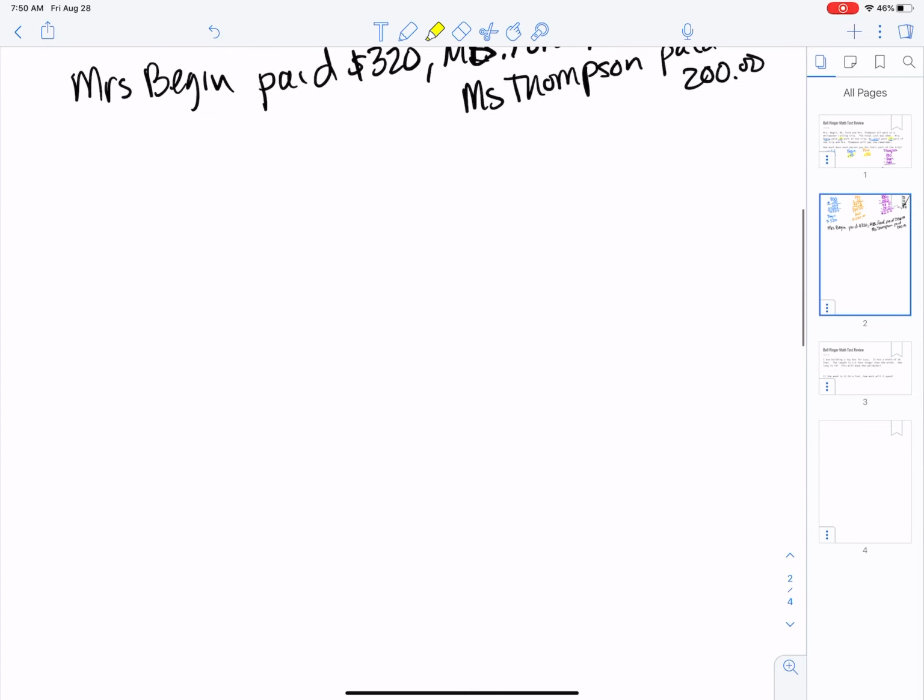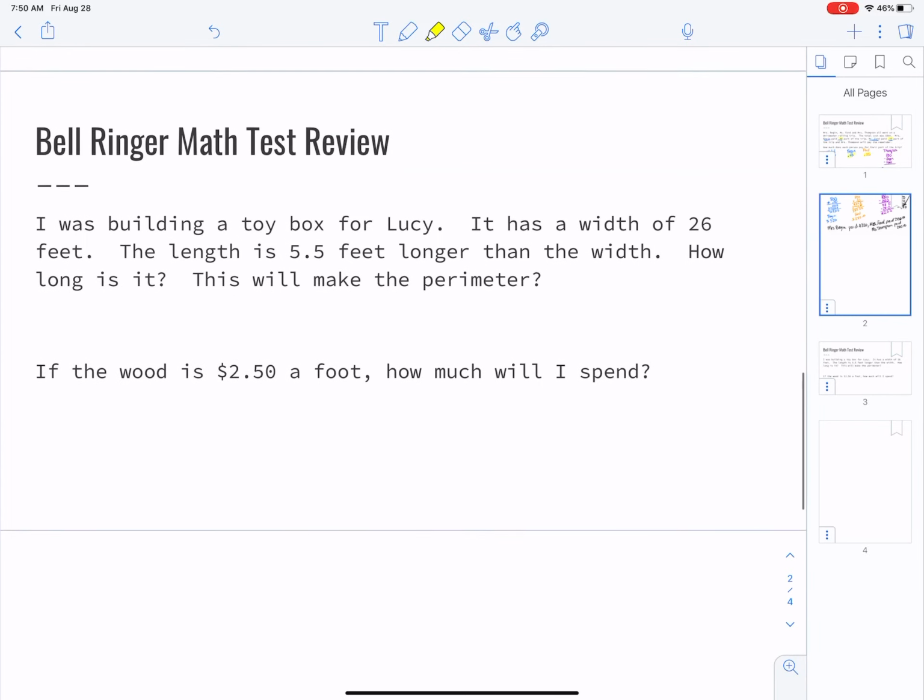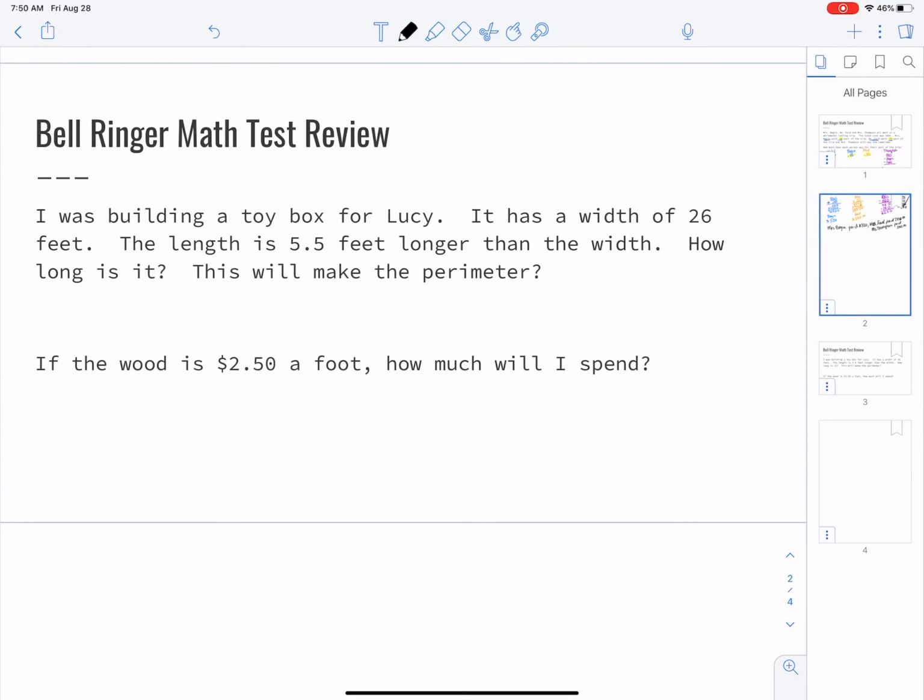Okay, the second question that we have is figuring out how to make a toy box for Lucy. So Lucy's toy box has a width of 26 feet. The length is 5.5 feet longer. Longer tells me to add to the width. Okay? And then I have to figure out how much I have to spend.